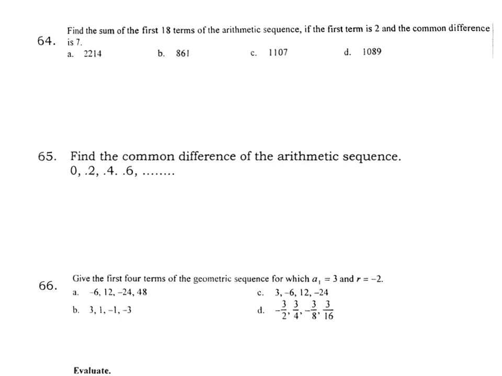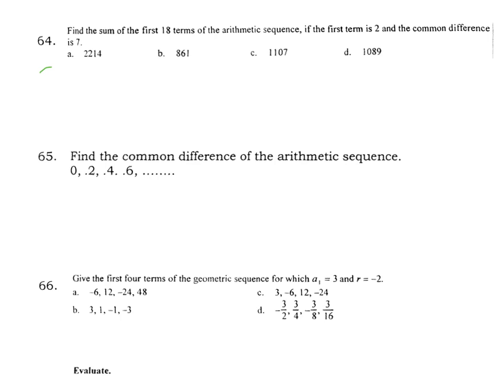Alright, continuing on, number 64, find the sum of the first 18 terms of the arithmetic sequence, if the first term is 2 and the common difference is 7. Okay, so we just saw in the very last problem in the last video, so if you need to see another example of this, maybe go watch the end of that.